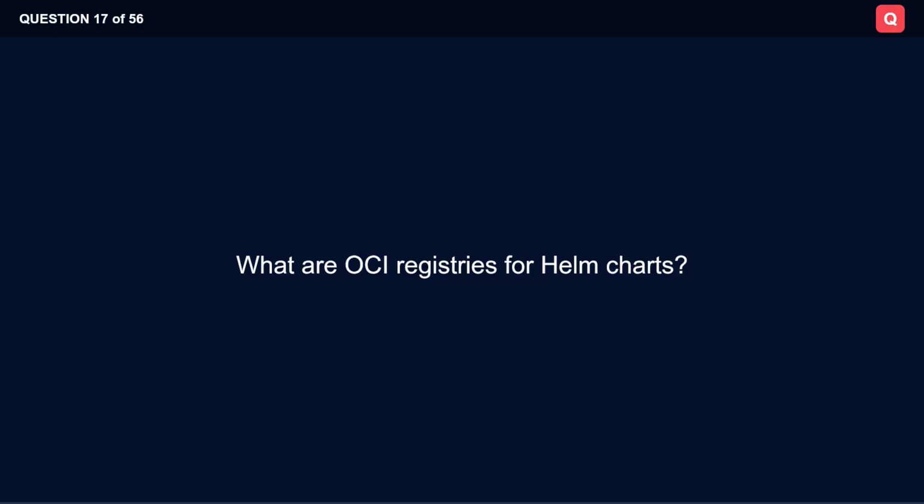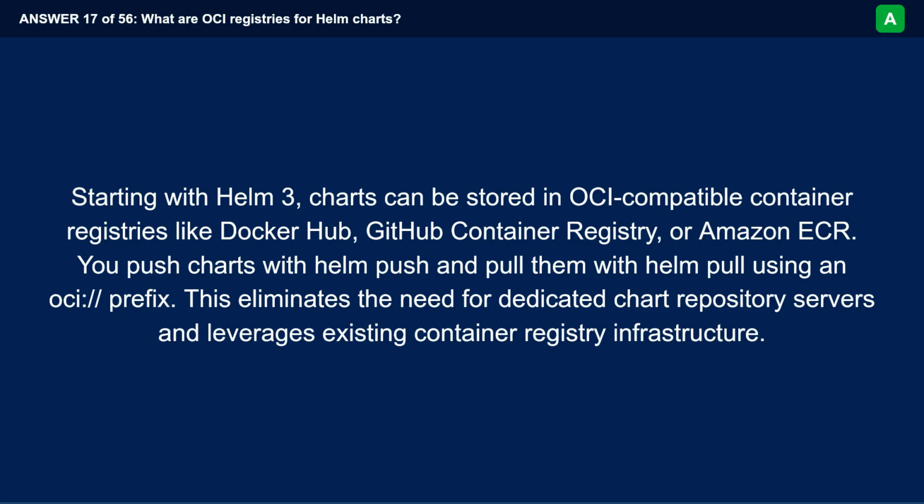What are OCI registries for Helm charts? Starting with Helm 3, charts can be stored in OCI-compatible container registries like Docker Hub, GitHub Container Registry, or Amazon ECR. You push charts with helm push and pull them with helm pull using an oci:// prefix. This eliminates the need for dedicated chart repository servers and leverages existing container registry infrastructure.